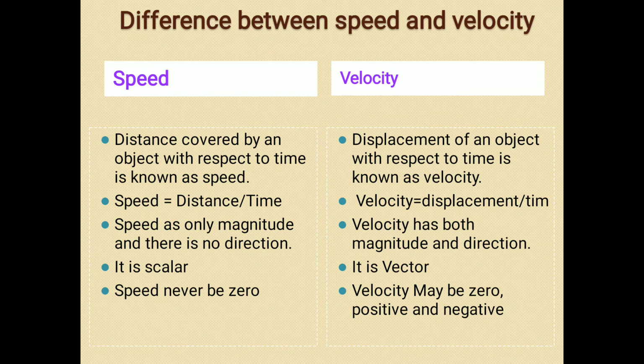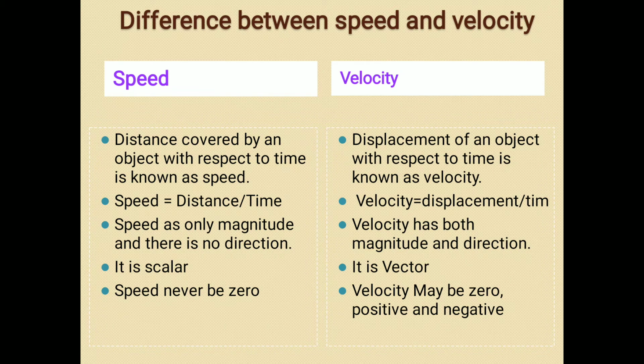Next, speed has only magnitude, and there is no direction. Velocity has both magnitude and direction. Obviously, speed has only magnitude, so we can call speed a scalar quantity. Already we have discussed that. So speed is a scalar quantity and velocity is a vector quantity.